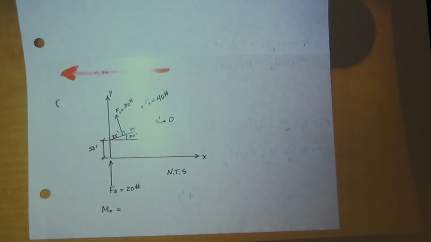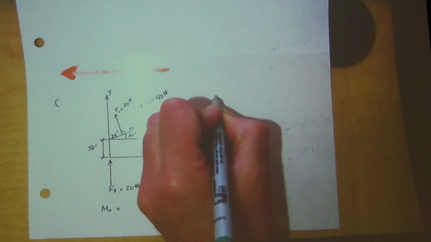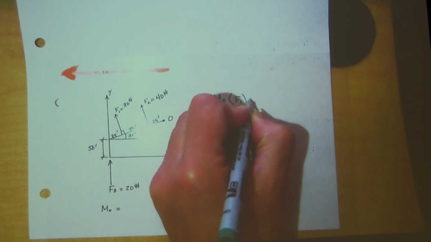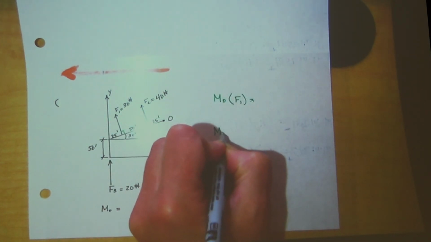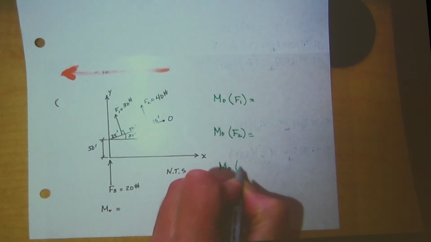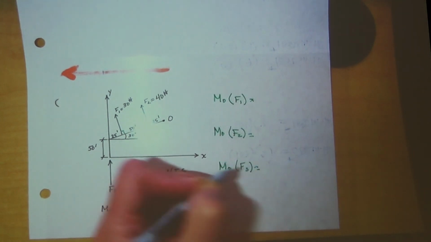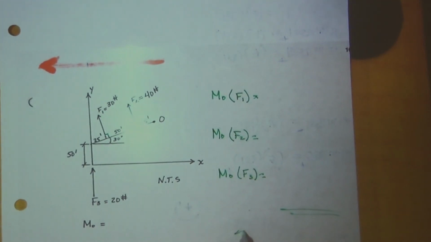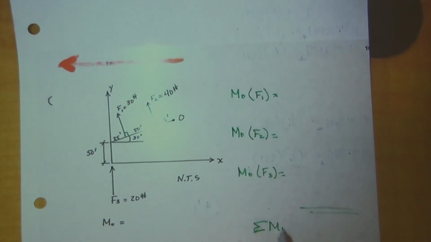In this case, you have three forces, F1, F2, and F3. They all create a moment about point O, or potentially. So let's write it like this. The moment about point O due to F1 is this. The moment about point O due to F2 is this. And the moment about point O due to F3 is this. And then the total moment about point O would be the addition of all of them.